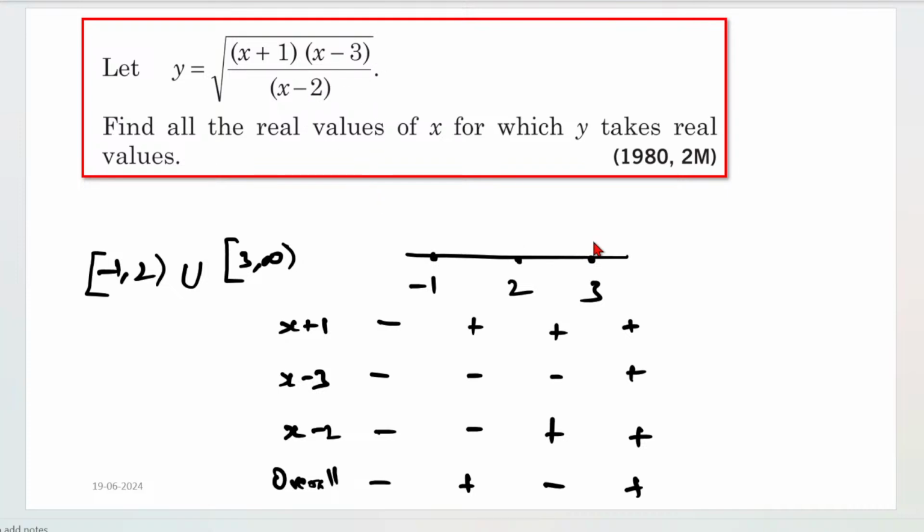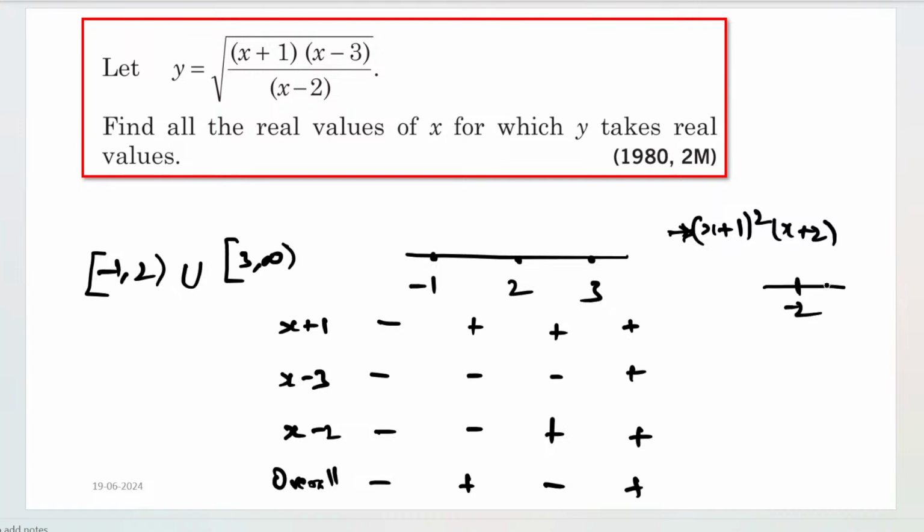Now, while you apply this wavy curve for these ones, for the cases where there are squares, you have to be careful. So, for example, x plus 1 square into x plus 2. When is it positive? When is it negative? If it is something like this, when is it positive? When is it negative? You have to be careful.